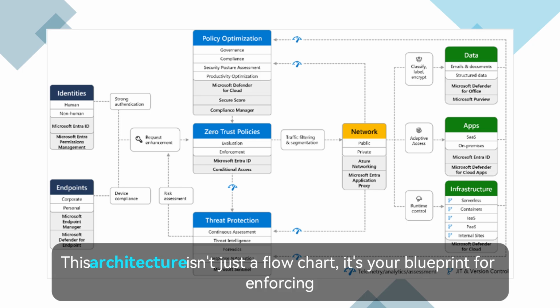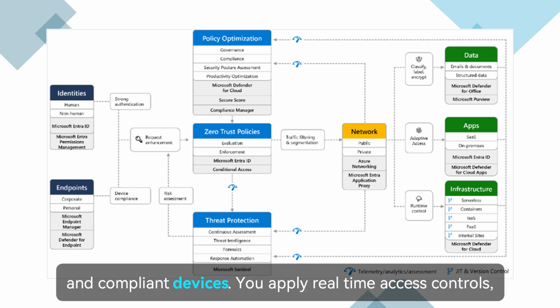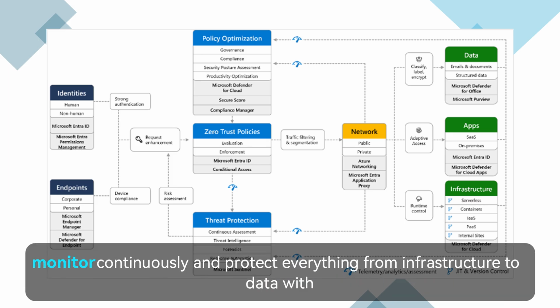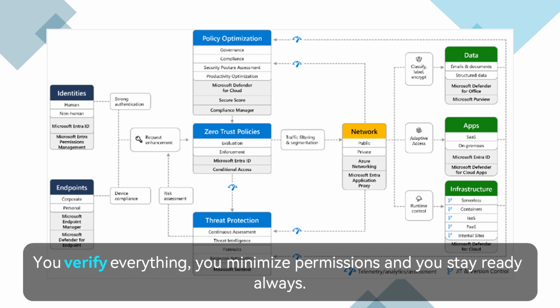This architecture isn't just a flowchart. It's your blueprint for enforcing zero trust in the Microsoft ecosystem. You start with verified identities and compliant devices. You apply real-time access controls, monitor continuously, and protect everything, from infrastructure to data, with context-aware security. You don't trust by default. You verify everything. You minimize permissions. And you stay ready always.